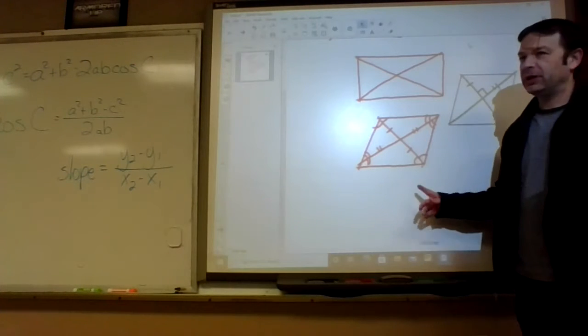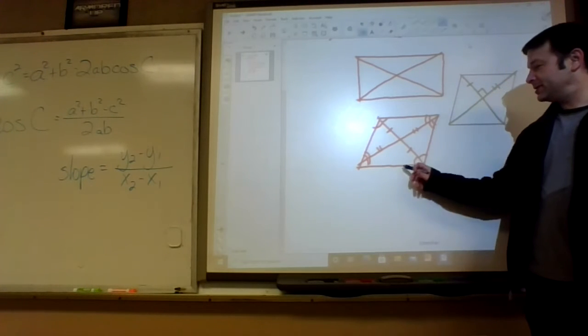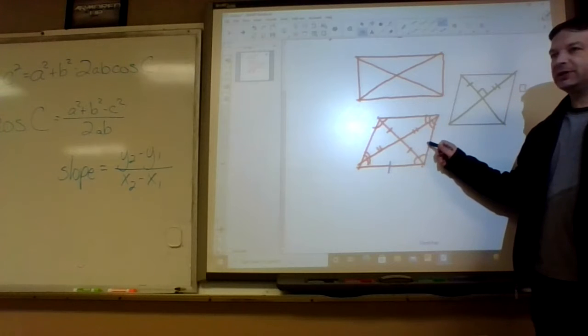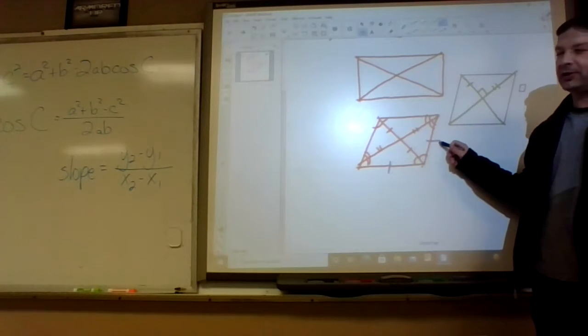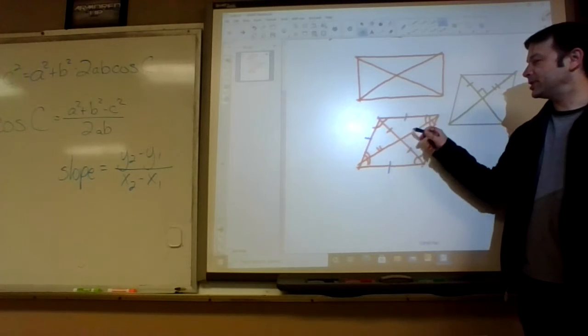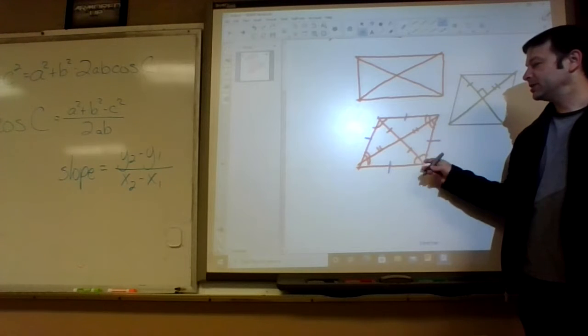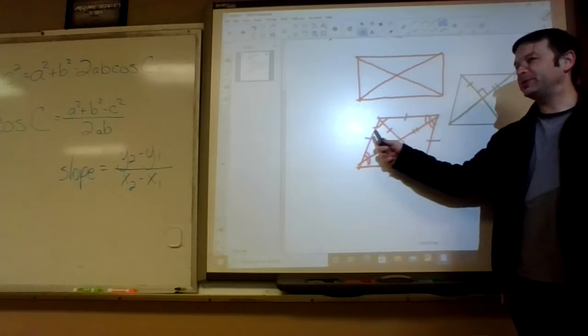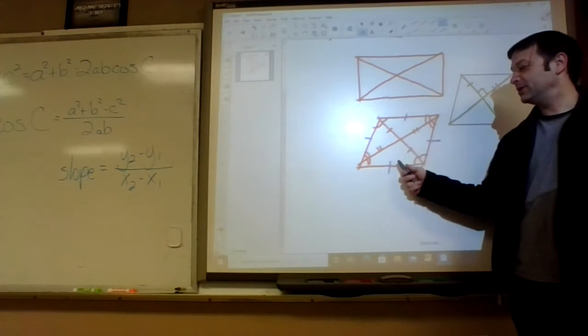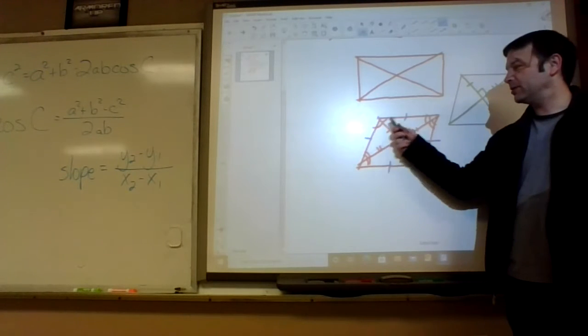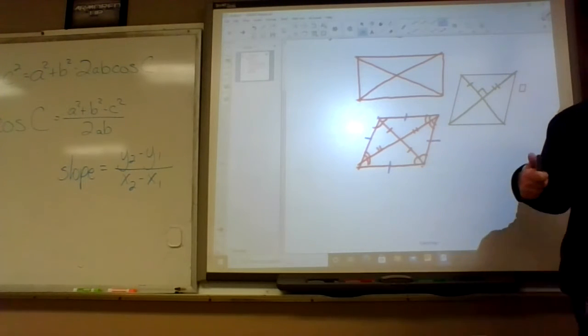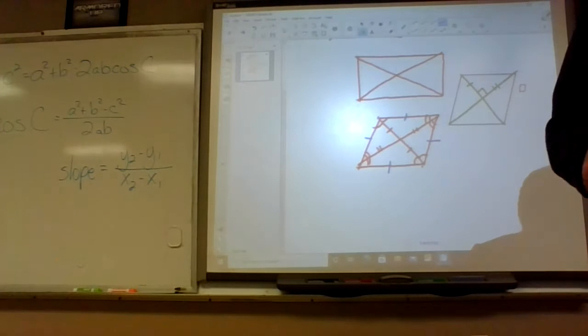If two consecutive sides are congruent, and it's a parallelogram, guess what we know? So what shape would it be? Rhombus. If two consecutive sides, because we know opposite sides are congruent on a parallelogram, right? So if these two are congruent, then they're all congruent, and it's a rhombus.